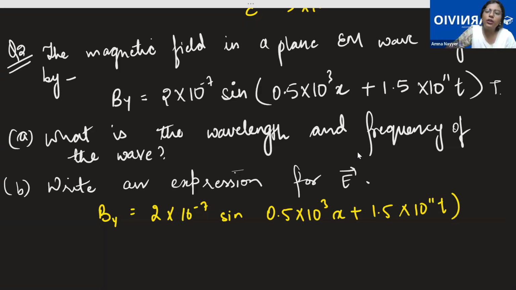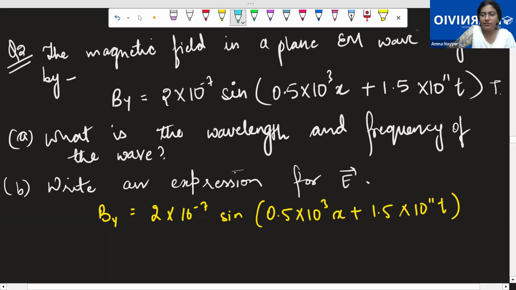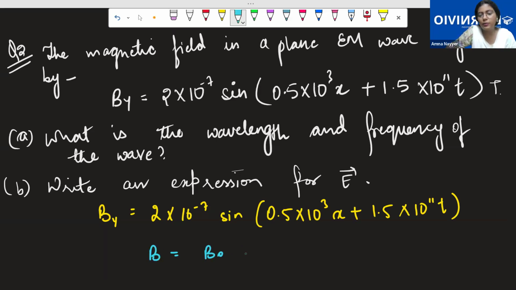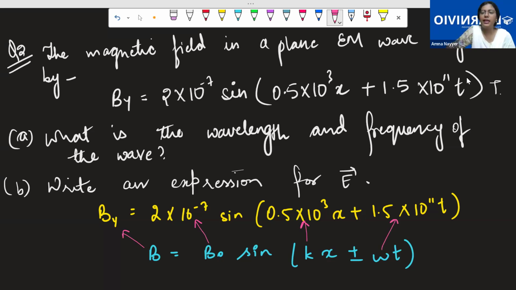Now, you write the actual equation that we have studied: B is equal to B naught sine of kx plus minus omega t. From here you should be able to identify the maximum things. Like magnetic field, this is the peak value of magnetic field. Inside the sine, instead of k, this term is coming, so this is your value of k. Instead of omega, you have 1.5 into 10 to the power 11. This is your omega.